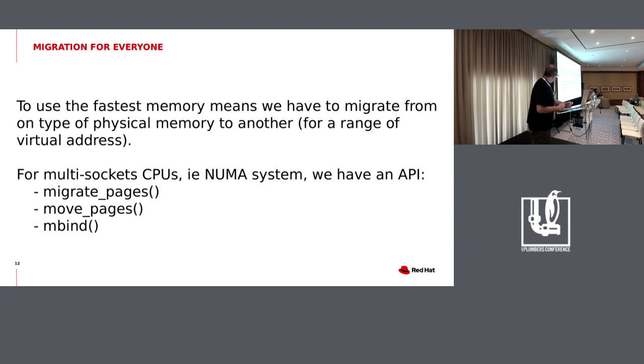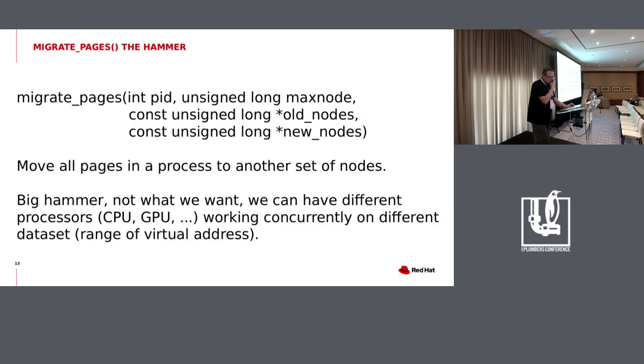So we have migrate_pages, we have move_pages, and we have mbind. Memory bind, really, it's binding memory. I just want to go over each of them and look at what they look like. So migrate_pages is kind of the big hammer. It's really simple. You get the process ID. You give it a list of nodes. Max node is just the number of nodes you're going to give it. And you say, okay, I want to go from that NUMA node to these new NUMA nodes. And it's going to move all the pages at once from one set of nodes to another set of nodes.